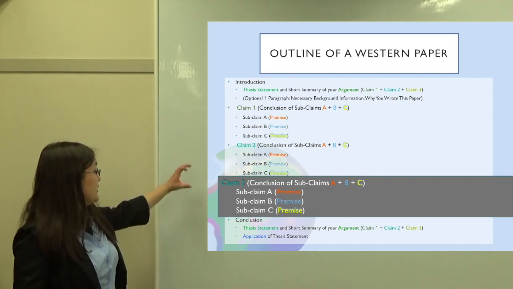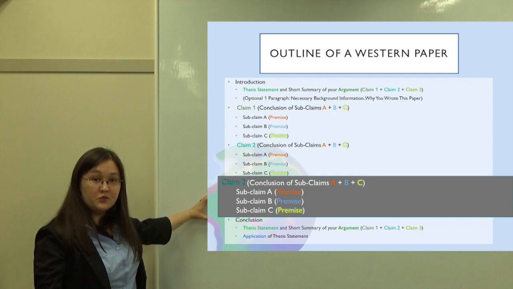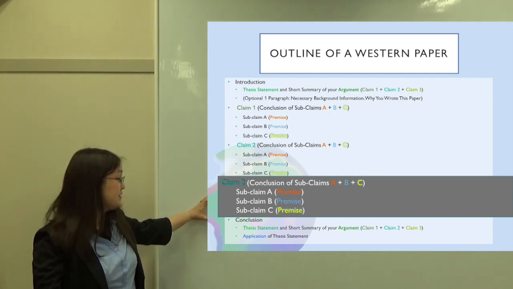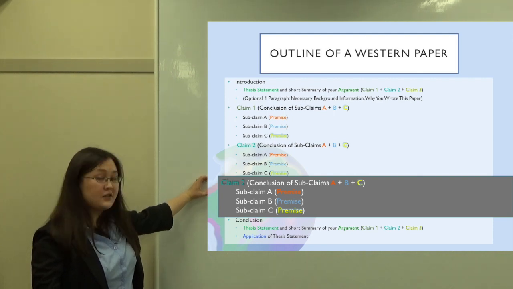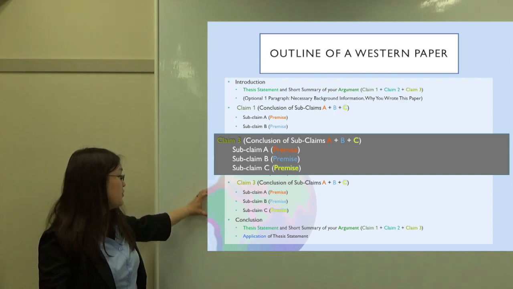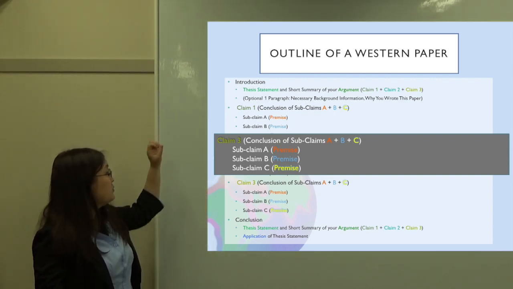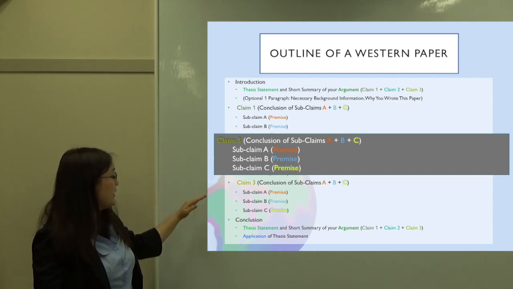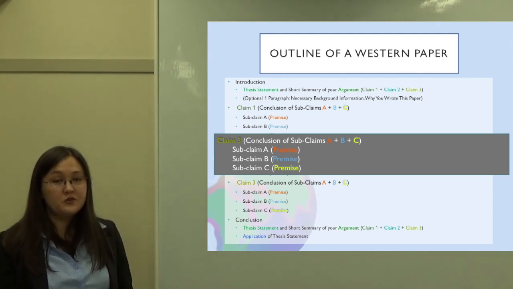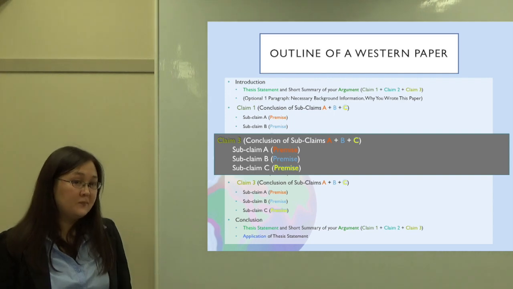And then claim 2 is going to be exactly the same way. It's going to have premises. These are your reasons, your proofs, your evidence for your thesis statement. And your claim is the conclusion of this evidence. And then finally, claim 3. This is a normal basic paper structure where we have claim 1, claim 2, and claim 3. Similarly to the other 2, exactly the same. It's going to be your conclusion of the sub-premises A, B, and C.